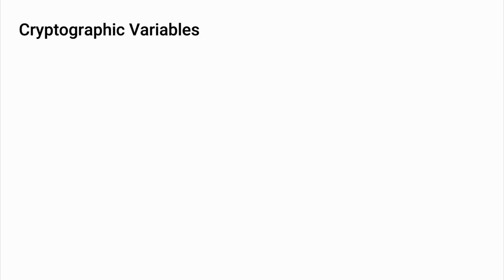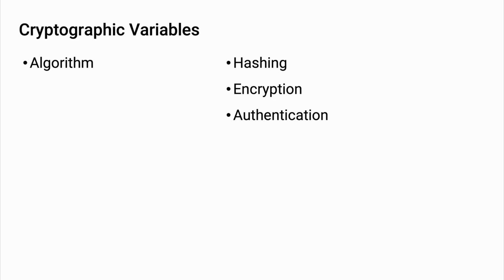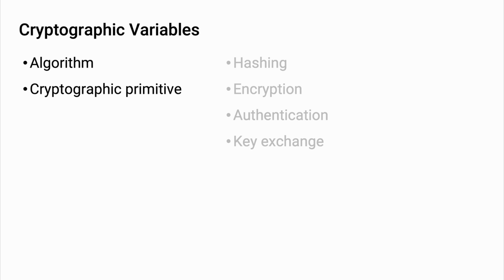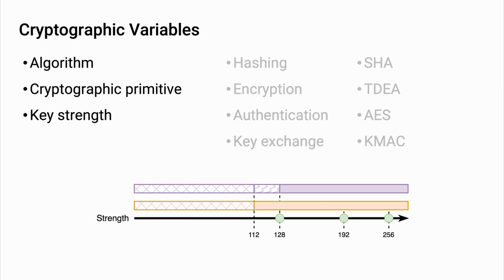When we get to the specifics of what's changing within the context of cryptography, then we have three main variables. First, there's the algorithm. This is the use case. It can be hashing, encryption, authentication, or key exchange. Second, there's the cryptographic primitive. This is the math underlying the operation. These include SHA, TDEA, also known as triple DES, AES, and KMAC. Finally is the key strength. Over time, we need to increase the key size for a given algorithm to have the same strength for the current state of hardware.